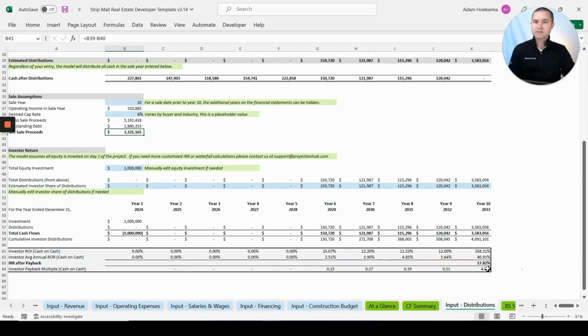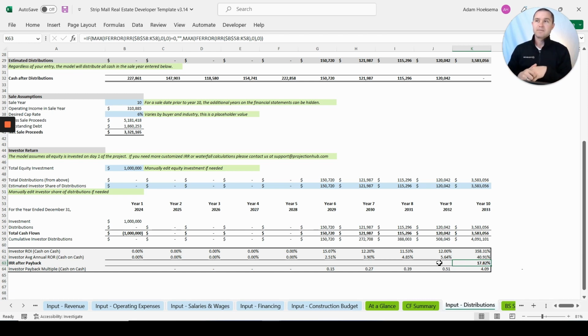And then based on all of those assumptions here, finally, we can see here's the IRR that an investor would earn based on all of these assumptions. So we're sitting at a 17.82% IRR. You can see some other key investor return metrics here as well. Okay, so that is the overarching view of what we're doing here.